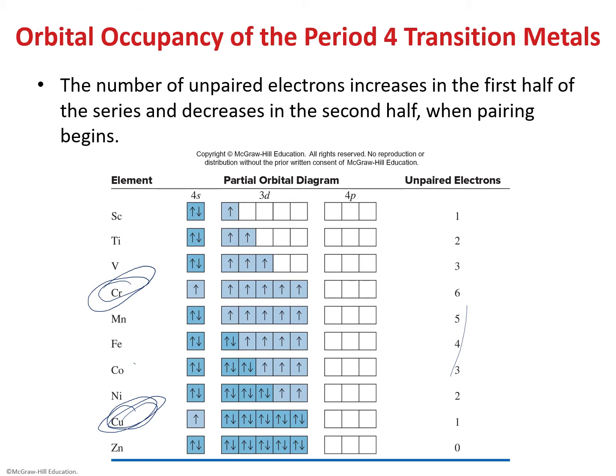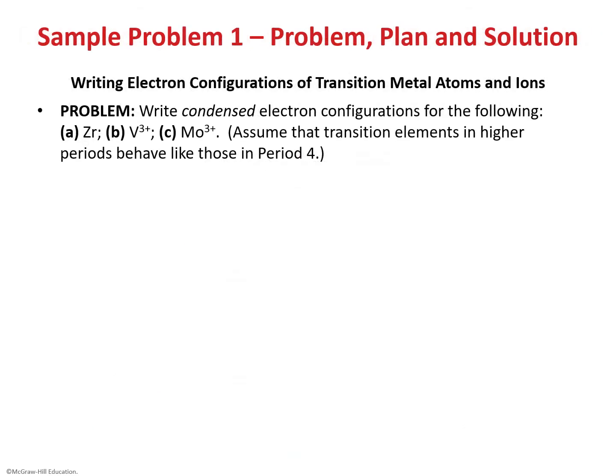Okay, so I'll move on to some of the sample problems. So for instance, right here, the first question is asking you to write the condensed electronic configuration for the following. First one is Zr, V3+ and Mo3+. Okay, so for this, what do we need? You just need a periodic table, and you need to remember that it's always ns2, (n-1)d, whatever number of electrons, and if it's something in f orbital, it is going to be (n-2)f.